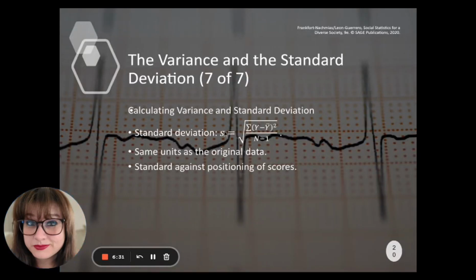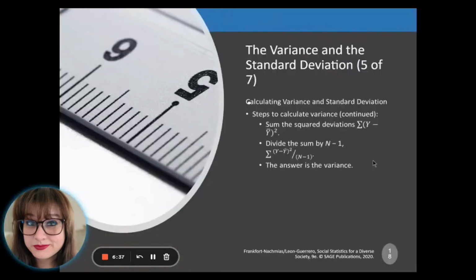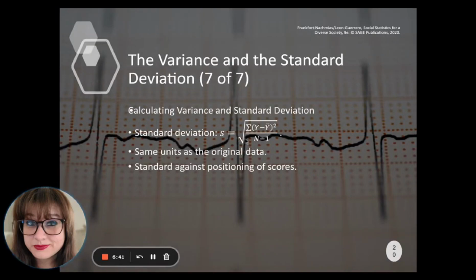So now your standard deviation is the square root of that. Whatever you got for your variance is what you're going to be square rooting. Now it is in the same units as the original data. And it is now the standard where you can understand what the score is, negative or positive, and what relationship it has to the mean.